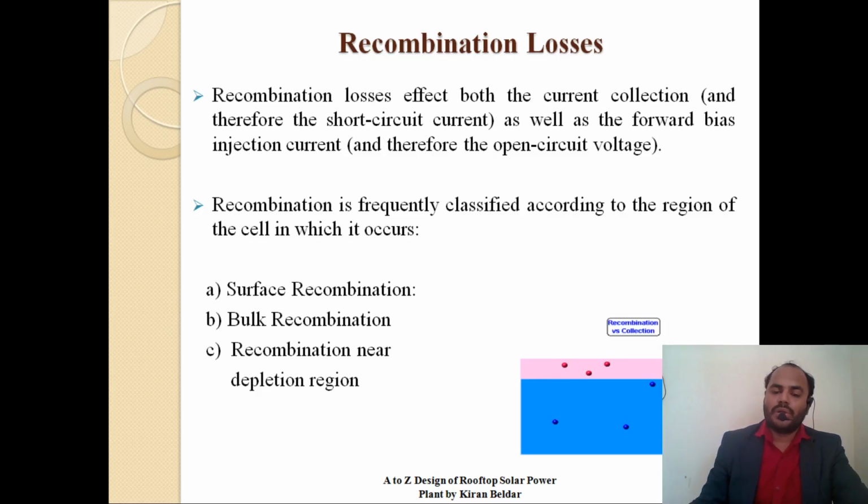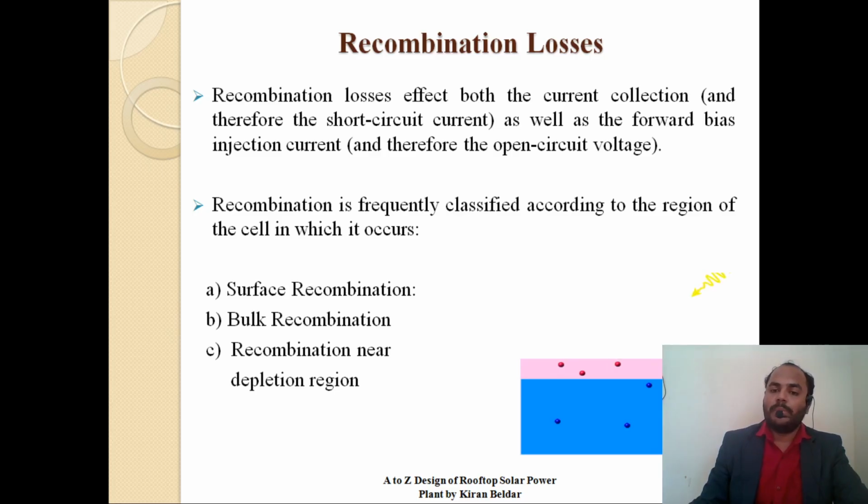Basically, recombination loss occurs when sunlight falls on the P type region, and holes are created. When sunlight falls on the N type region, electrons are created. Whenever light falls over a solar cell, it is mandatory that the electron hole pairs are generated at one point, which should be near the depletion region of the solar cell. But in recombination, if sunlight falls on the top surface, it will create a hole, but that hole is not getting filled by an electron at that level.